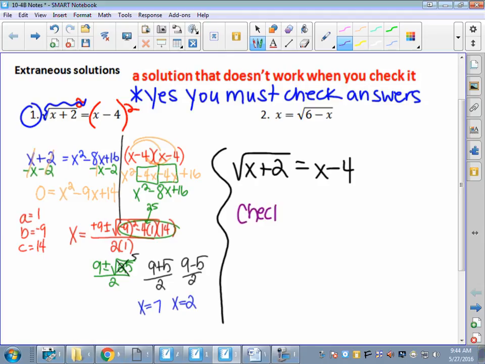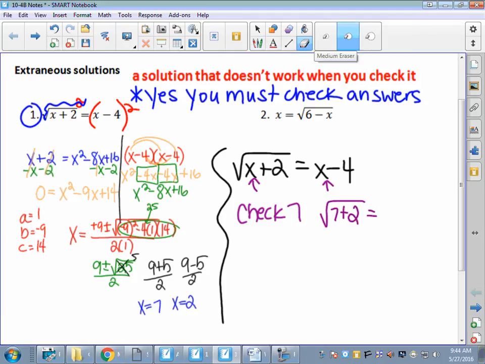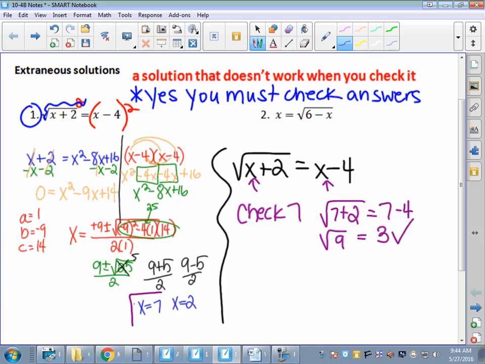So let's check a 7. So I'm going to put a 7 in wherever I see an x. So the square root of 7 plus 2 equals 7 minus 4. Well, what is 7 plus 2 underneath that radical? Would you agree that the square root of 9 equals 3? I like it. So 7 is going to be a good answer. I'm going to put a box around that.